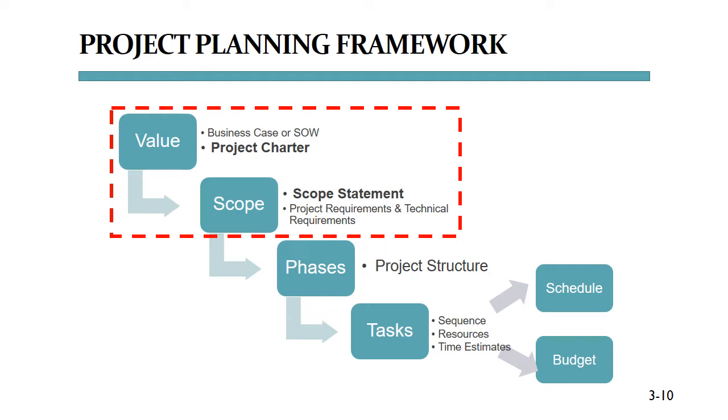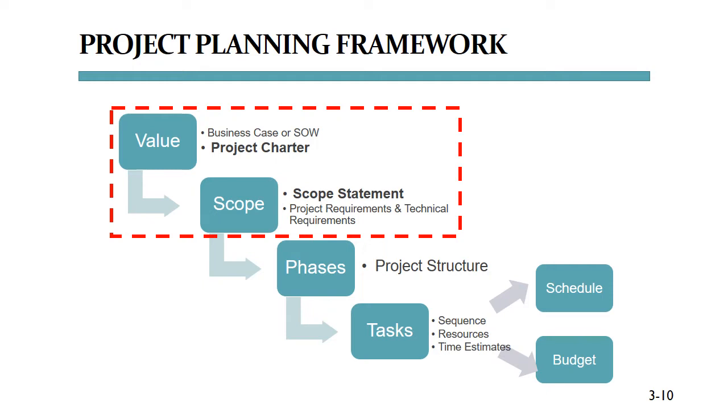In the last session, we talked about the business case or the statement of work that defined the measurable organizational value for a project, which is then codified and formalized in the project charter. This leads us to a detailed scope description, namely the scope statement, which is derived from the in-scope and out-of-scope description that is contained in the project charter. This scope statement leads us to project requirements, technical requirements, use cases, user stories, all of those things, depending on the project methodology that is in use at the organization.